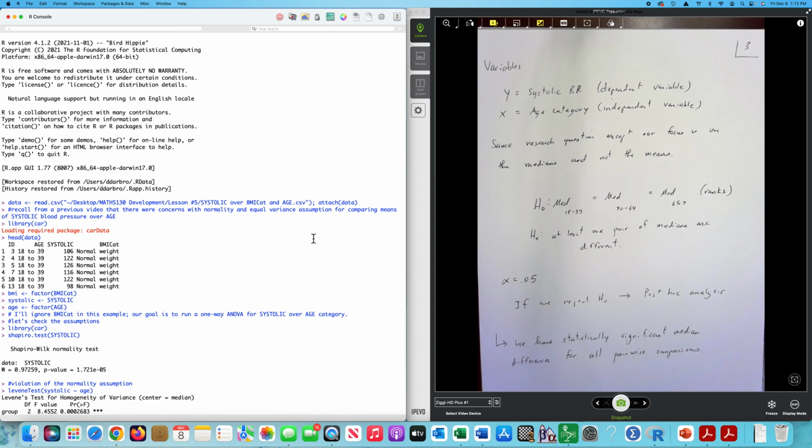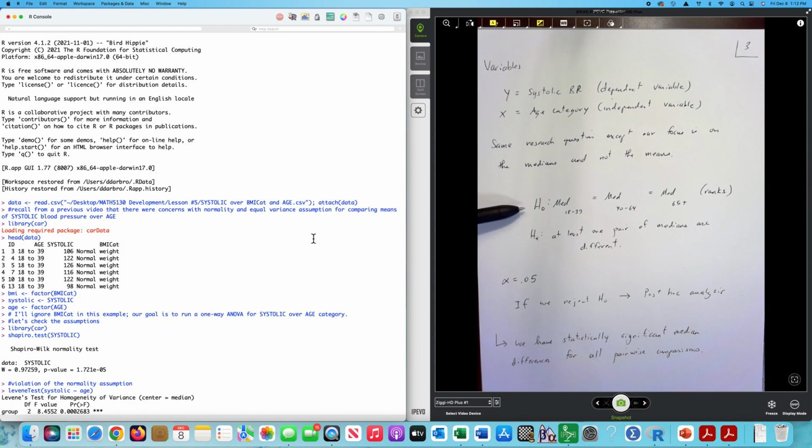So the variables: I want to examine the differences in systolic blood pressure over age category. And again, if you recall, the assumptions were violated, and I'll demonstrate that again in just a second. So we shift our focus from the means to the median.